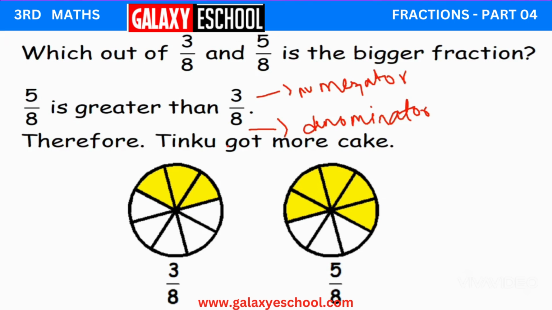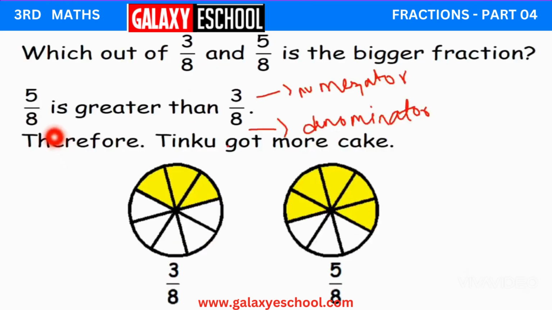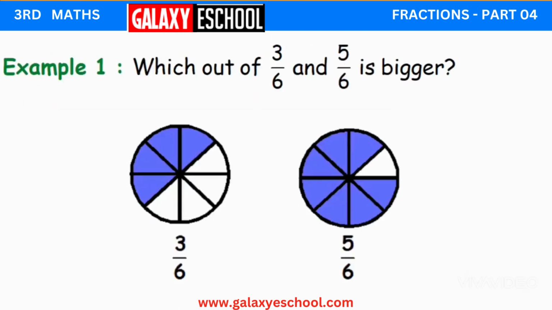Now how to compare like fractions again? When we have two like fractions where the denominators are same, we simply, what do we do, children? Compare the numerators. Here 5 and 3. We compare 5 and 3. 5 is greater than 3. So 5 by 8 is greater than 3 by 8. Okay. 5 is greater than 3, so 5 by 8 is greater than 3 by 8.